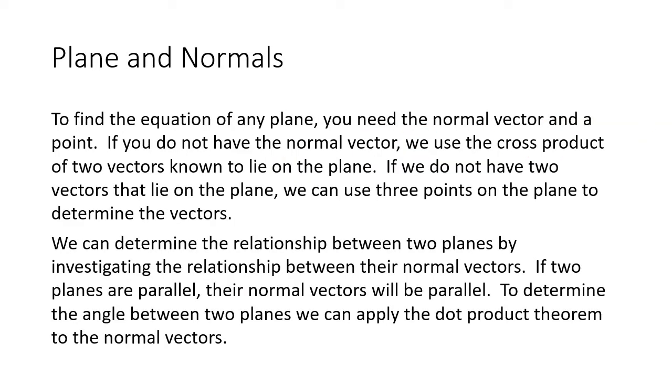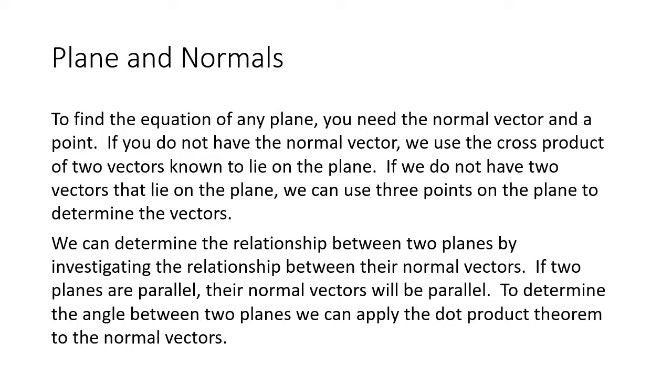So, planes and normals. To find the equation of any plane, you need the normal vector and a point on that plane. If you don't know the normal vector, we use the cross product of two vectors we know to lie on the plane. That's an example we did in the last video. If we don't have two vectors that lie on the plane, we can use 3 points on the plane to determine those vectors. And actually, that was the example we did in the last video.